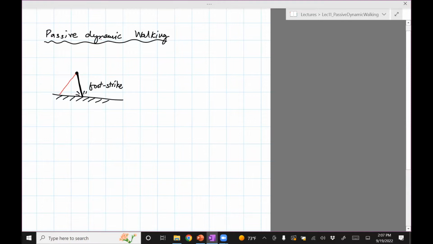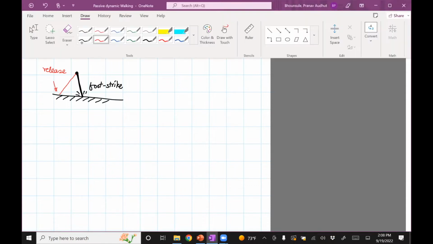The moment the black leg, or the front leg, hits the ground, we will assume that the rear leg leaves the ground. Now, this is not true for humans. When the front foot hits the ground, the back leg doesn't leave the ground immediately. There's a phase when both legs are on the ground. That's known as a double stance phase. Here we assume there's no double stance phase. So we just started with that.